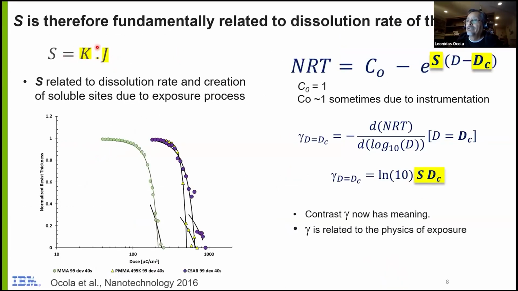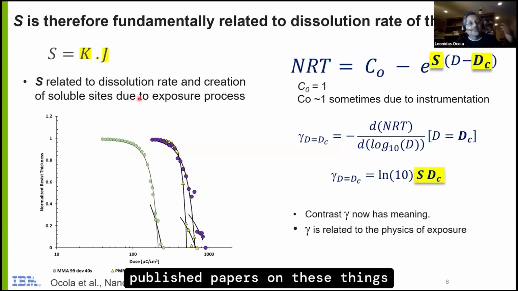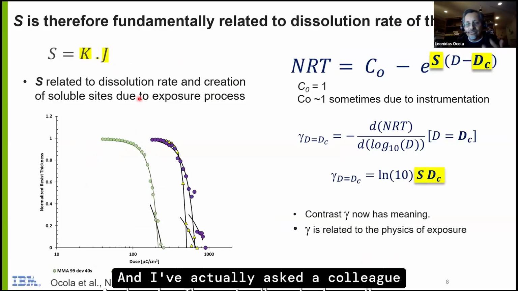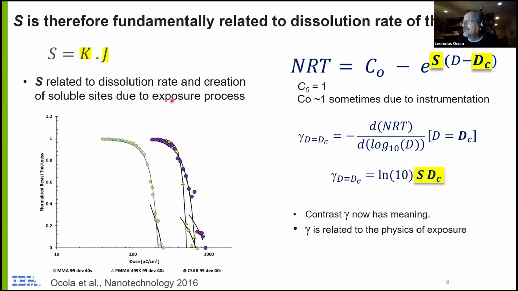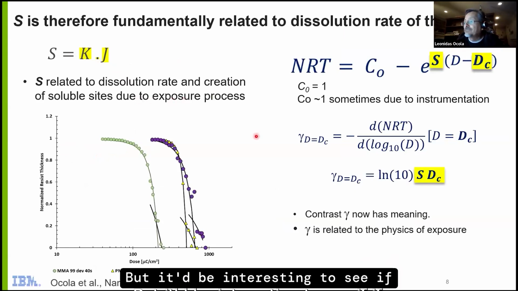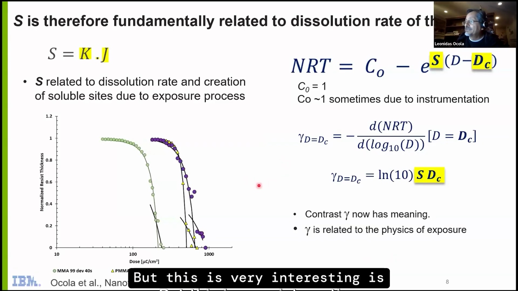The funny thing is that there's somebody who's published papers on these things, and their formulas are completely different than mine. I've actually asked a colleague and tried to compare these two papers, and he's like, "You're both right." So I don't know. But it'd be interesting to see if somebody can also look into this, and maybe there's something that can be expanded. But this is very interesting.